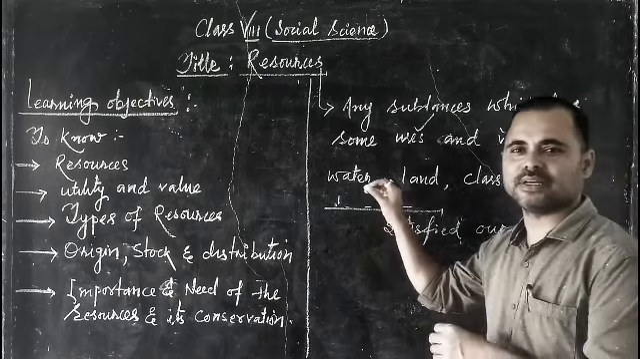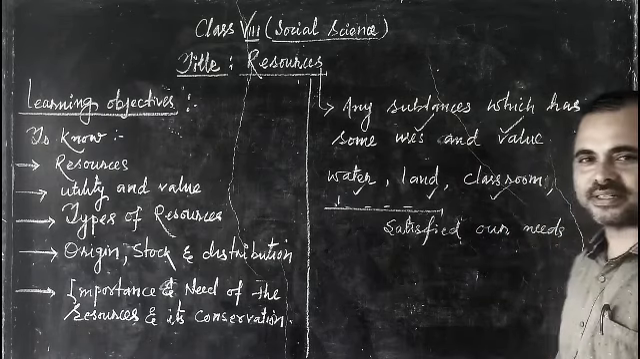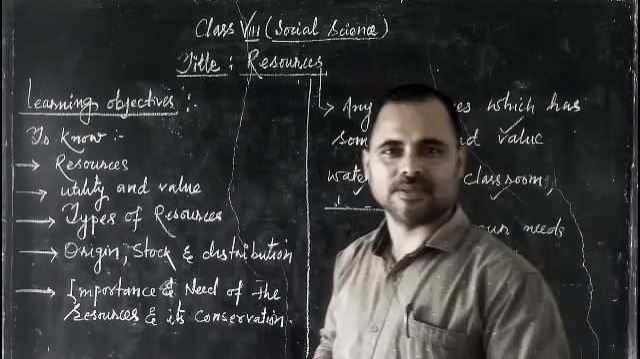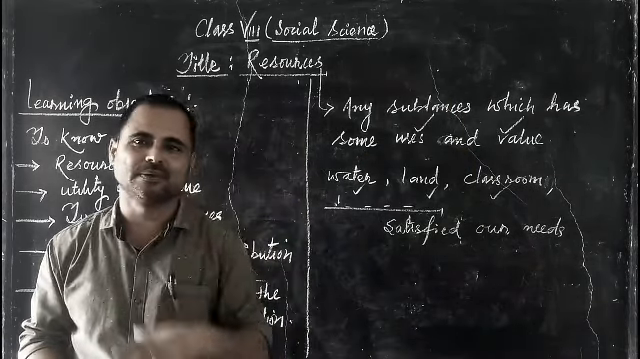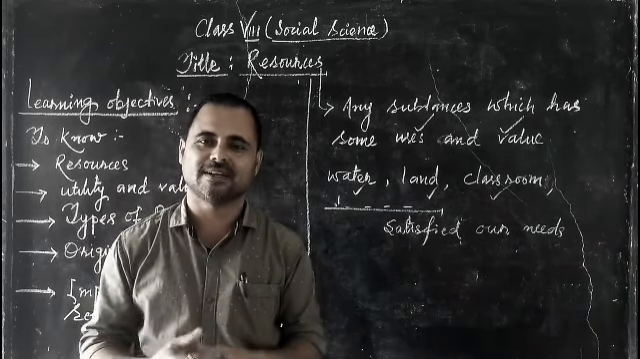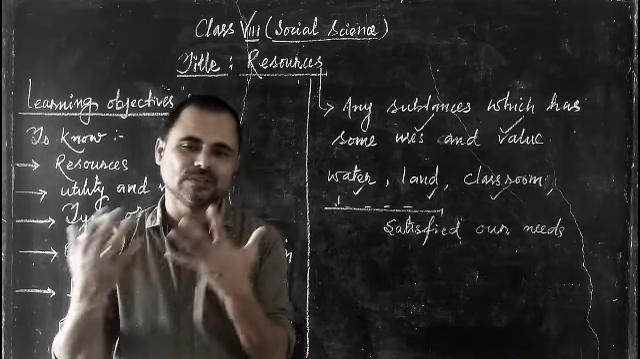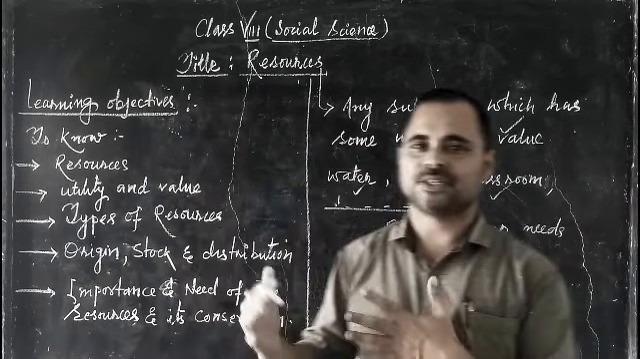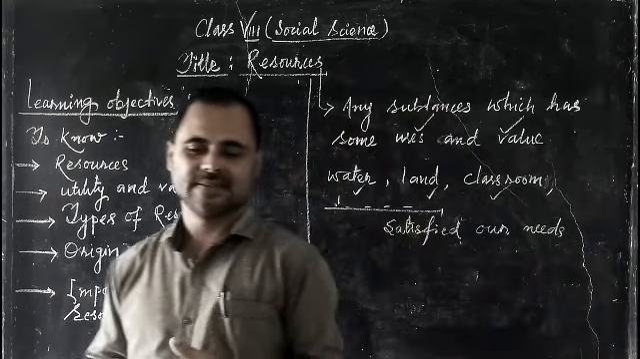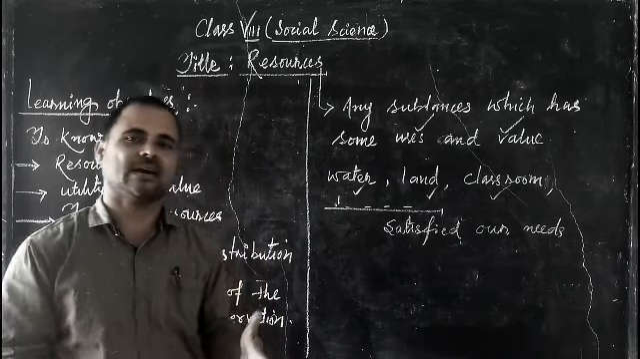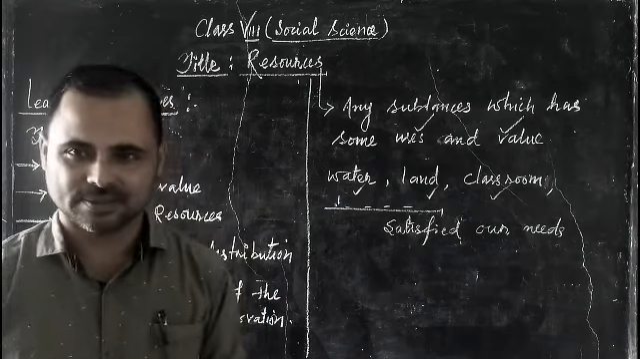Some examples are written here. Water is written, land is written, classroom is written. Can we also call the food items we consume to satisfy our hunger, the clothes we are wearing, the air which we breathe, the transportation which we use to move from one place to another? All these are called what? Resources. Clear? So this is about resources.